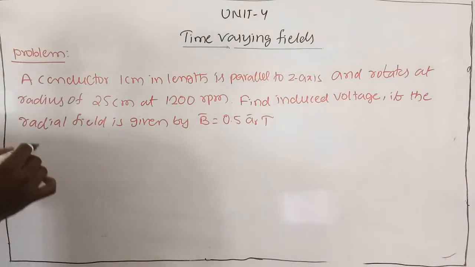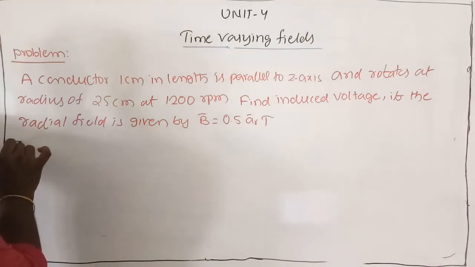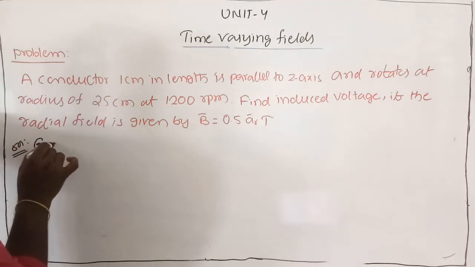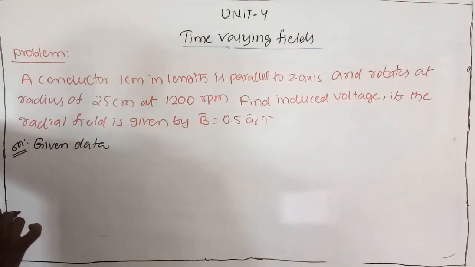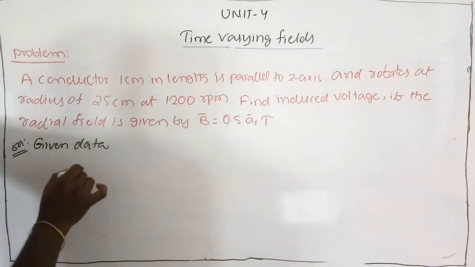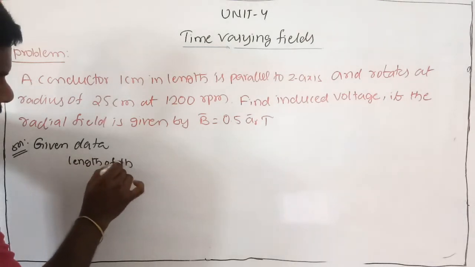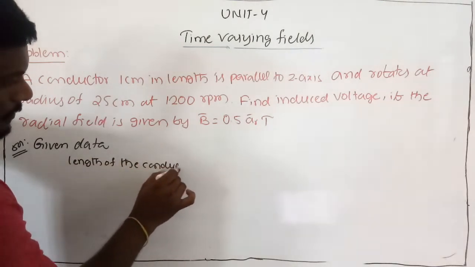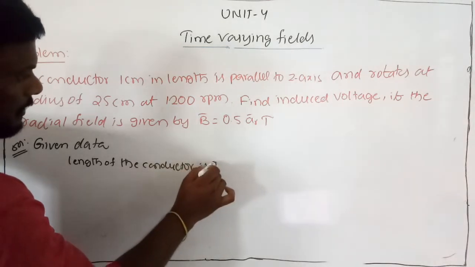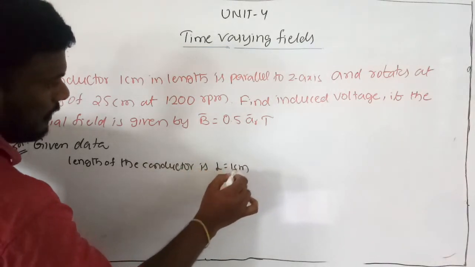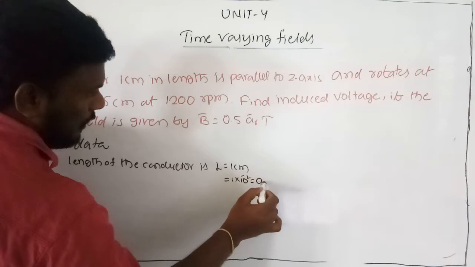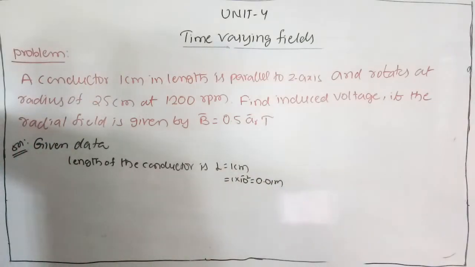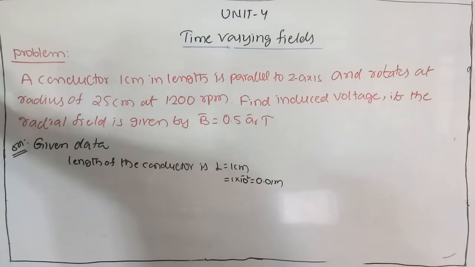This is the given data. The conductor is having length 1 centimeter, that means the length of the conductor is L equals 1 centimeter. If you convert centimeters into meters, it is 1 times 10 to the power of minus 2, or 0.01 meters. Now, it is parallel to the z-axis.